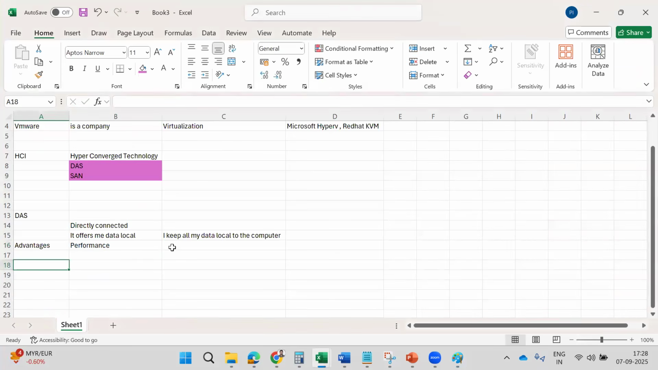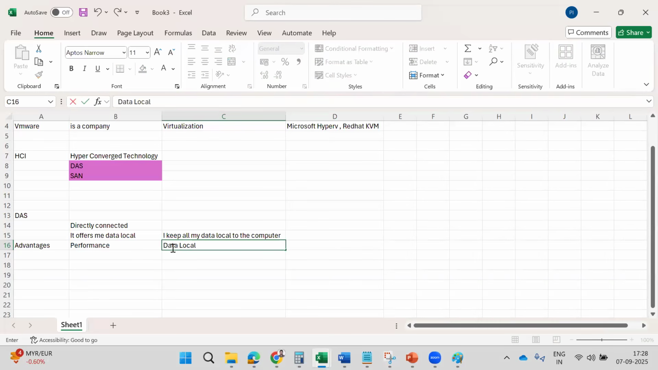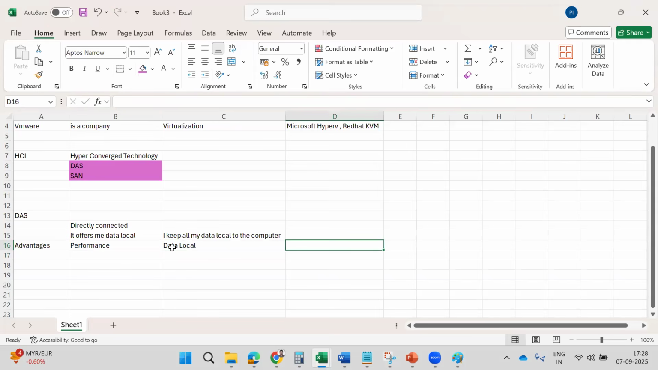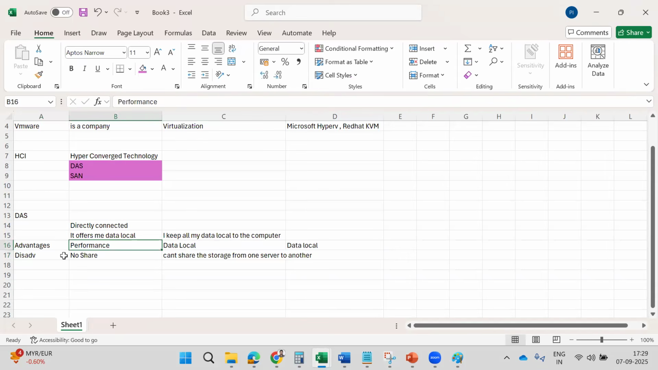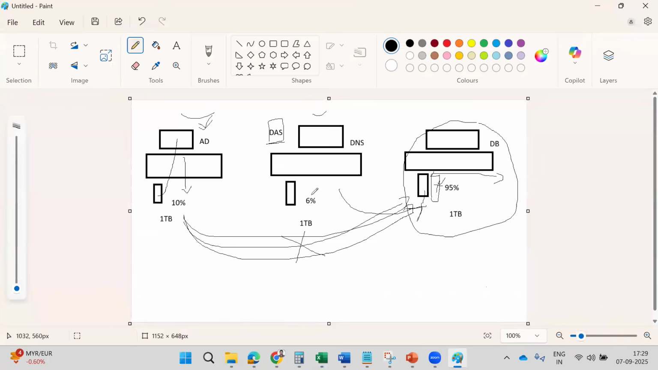So DAS offers me performance because my data is local. Technically, I can say that local data is my advantage with DAS. What is the disadvantage? The disadvantage is no sharing. I can't share the storage from one server to another. That's a problem. Some customers are not happy with this because they are looking for sharing. One server or two servers they can manage, but in a data center, they have 2000 servers. 1000 servers are having this problem, and 1000 servers are having the opposite problem.